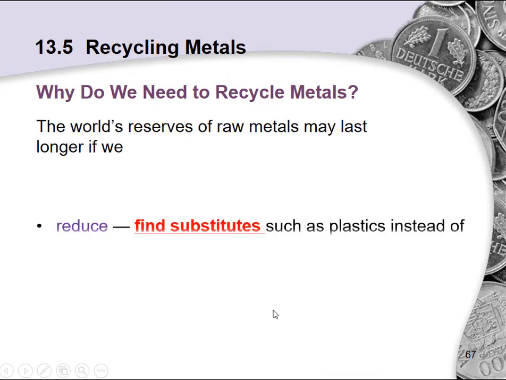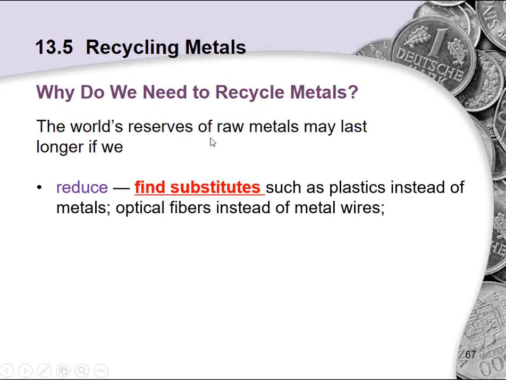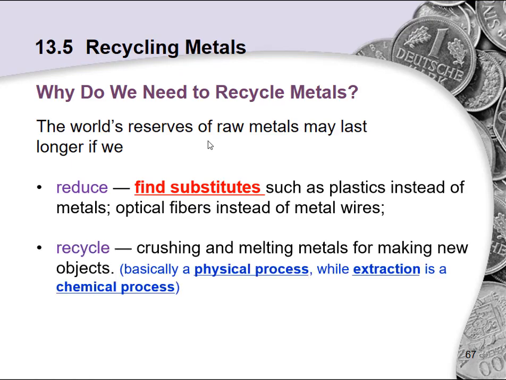So it's called recycling. So how do you recycle metals? How do you conserve metal to make sure they last very long? So there are two things. First, you reduce. Reduce means you find substitutes. For example, instead of using metals, you use other things like plastics. Alright, use wood and so on as a substitute for metal, so you don't use up so much metal.